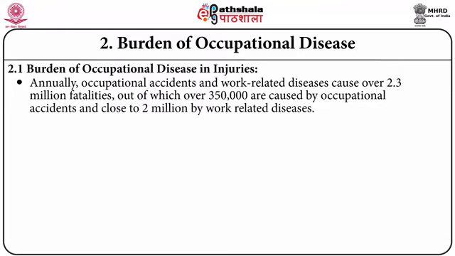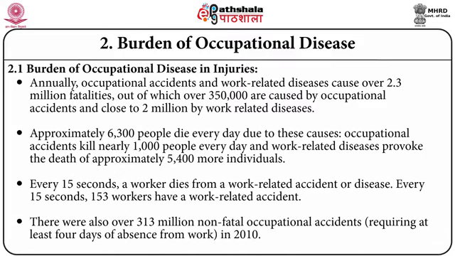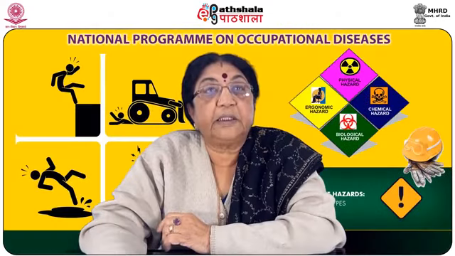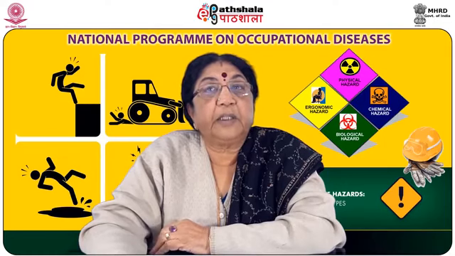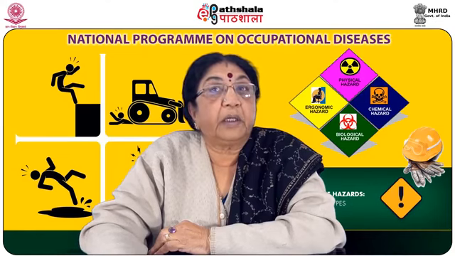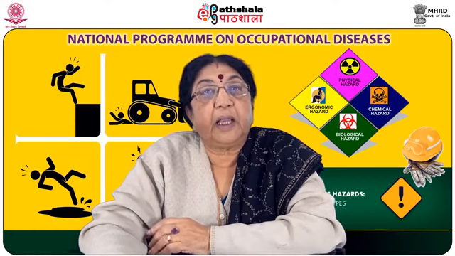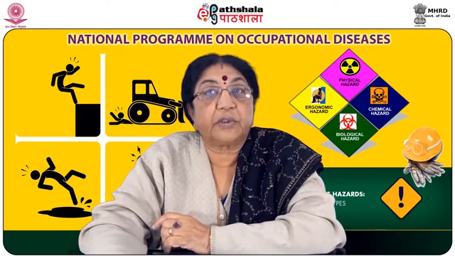Now, what is the burden of occupational disease? Before we go into what happens to the individual while he is at work, it is important to know what the burden is on the country. Annually, it has been recorded that occupational accidents and work-related diseases may cause over 2.3 million fatalities, out of which 350,000 are caused by occupational accidents and close to 2 million by work-related diseases. Approximately 6,300 people die every day due to these causes.